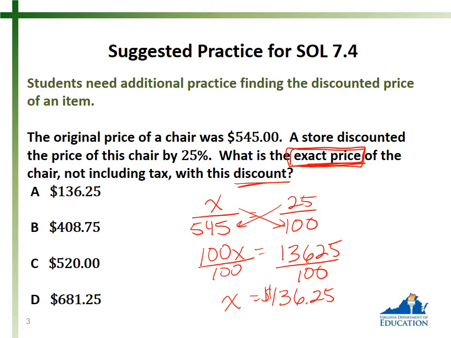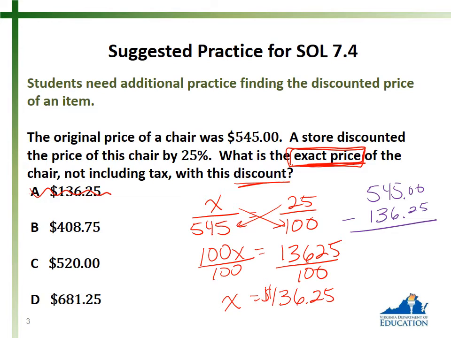And so right now we can already eliminate A because A is the discounted amount. If you click A because you just got that number, you're not reading the whole entire problem. So our next step is we're going to take $545 and we're going to subtract $136.25. That's going to be our discounted amount here.